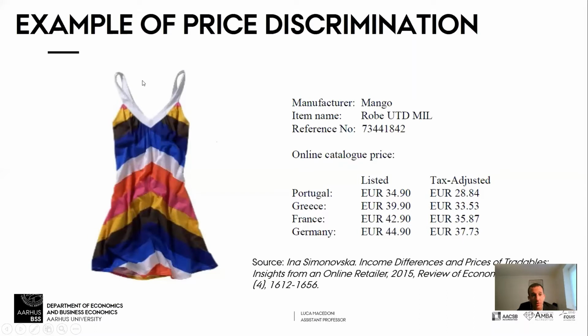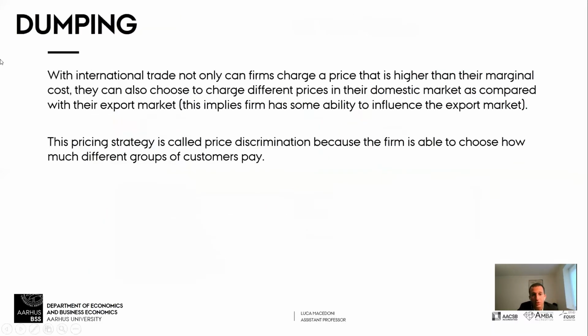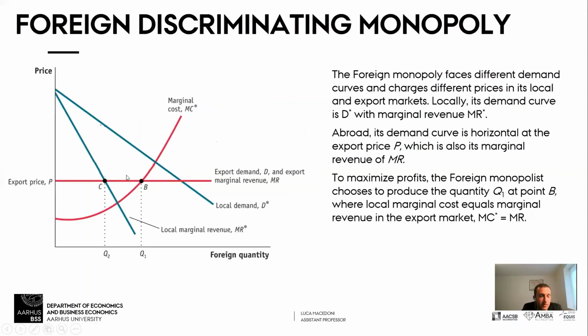Well, that can be a problem if a company is charging a price below cost. Okay? If a company is doing dumping. So charging a price which is lower than the average cost, or charging a price which is lower than the domestic price. Now, here we have the local demand.